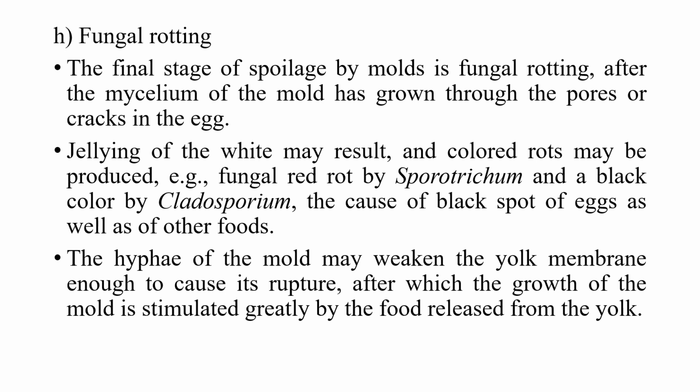And the next is fungal rotting. The final stage of the spoilage of the egg by mold is fungal rotting. After the mycelium of the mold has grown through the pores or the cracks in the egg, gelling of the white may result, and also some colored spots may be produced. For example, the fungal red spot by Sporotrichum, and black color by Cladosporium, and also the cause of black spot of eggs as well as of other foods.